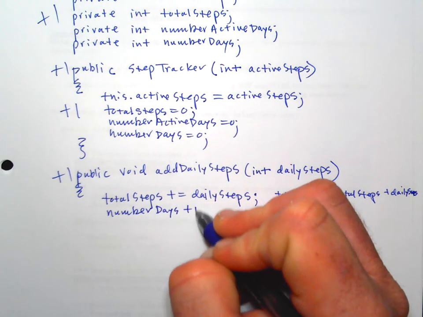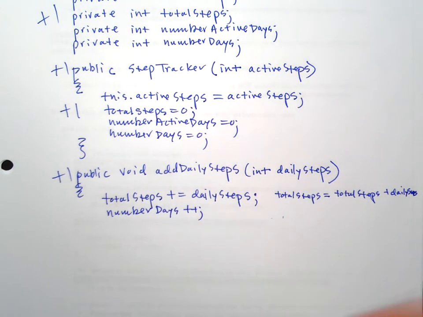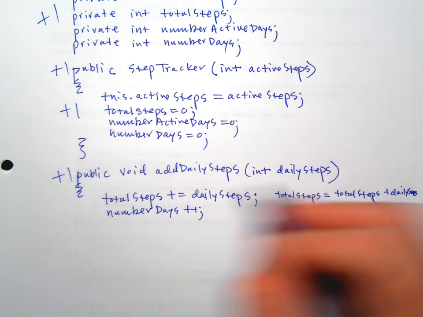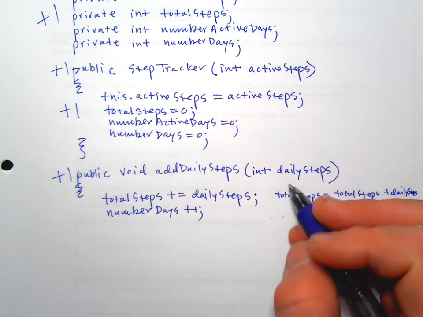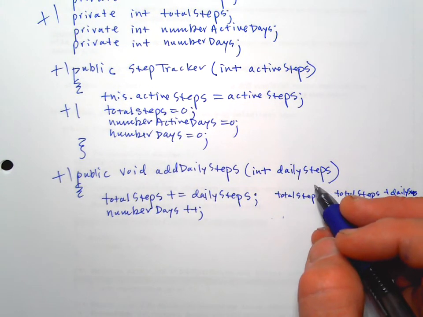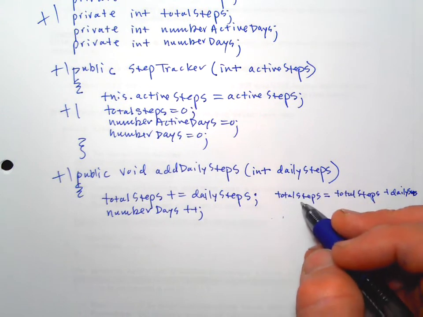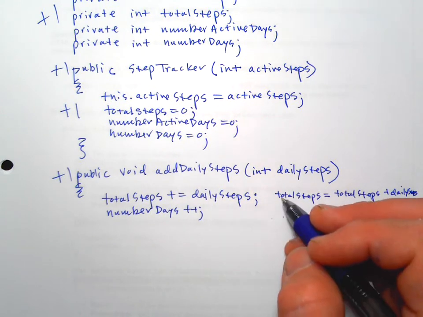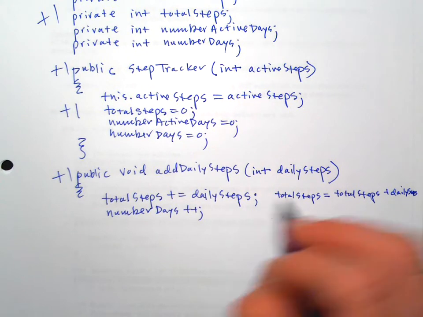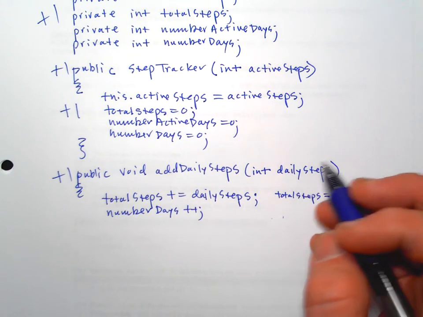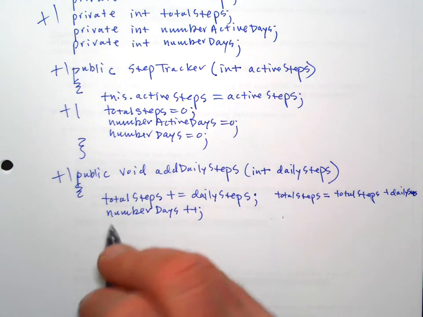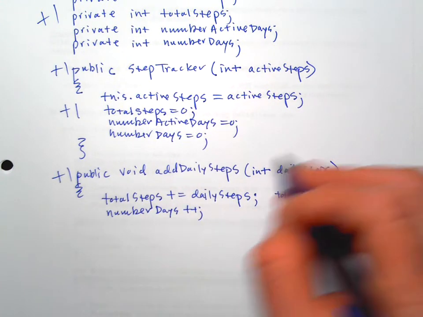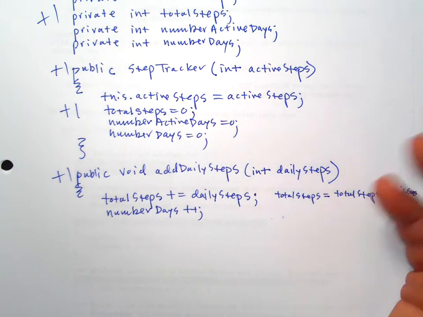Plus, we just need to increment it by 1. We just added 1 day's worth of steps, and then we should check if it was an active day. This is your opportunity, because this daily steps is going to disappear after this. You're not going to be able to do it in another method. You're not going to be able to check if it's active in the getter. The getter, active days, is just a getter. This is where we figure it out. As we add the steps for a day, we got to figure out if it was an active day.